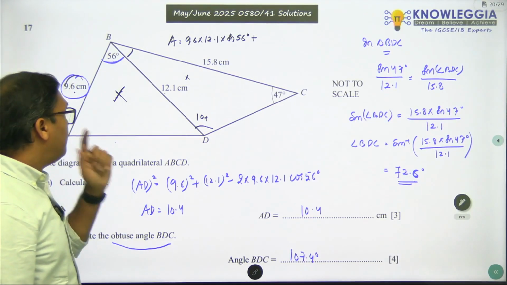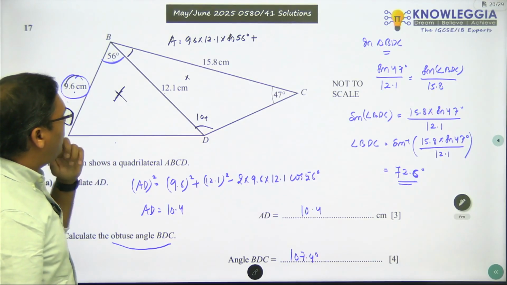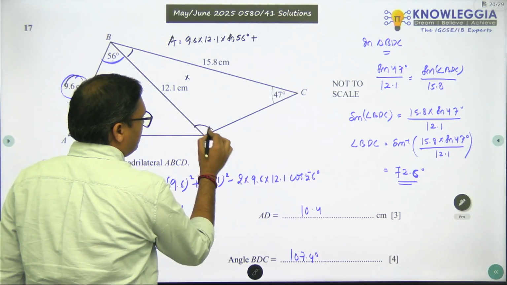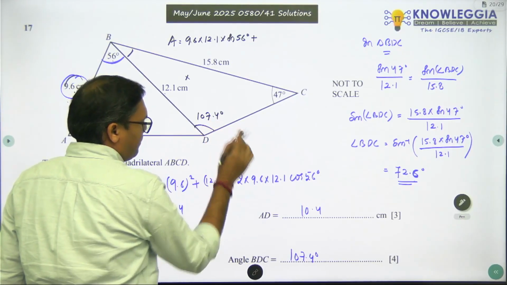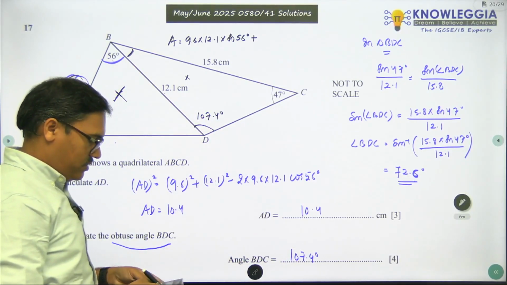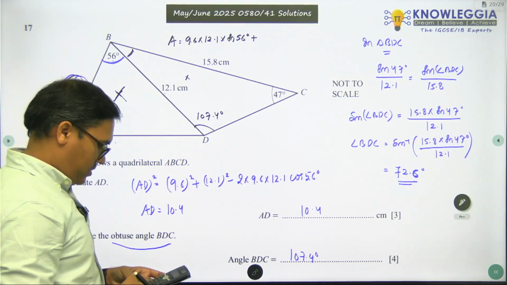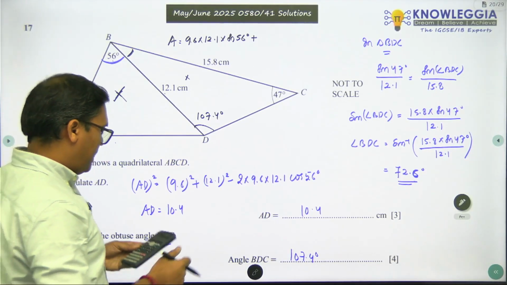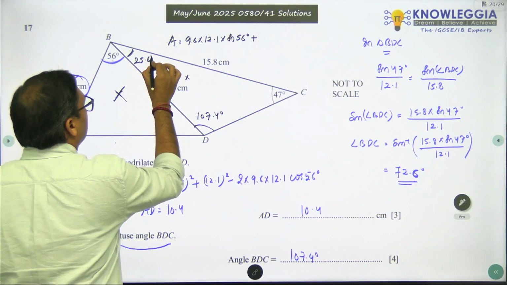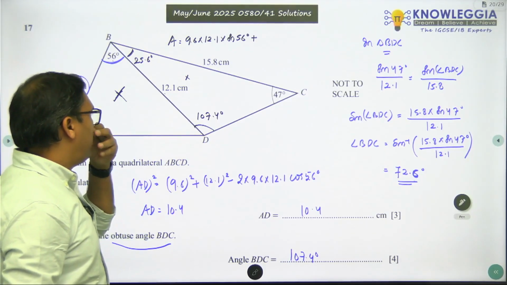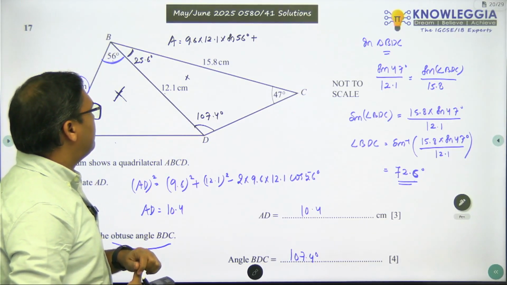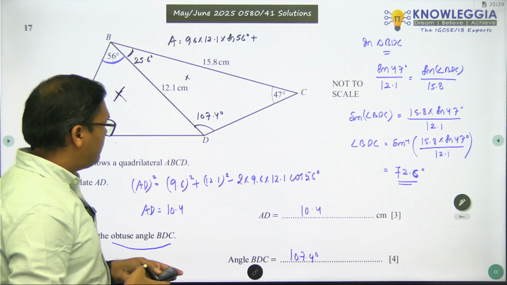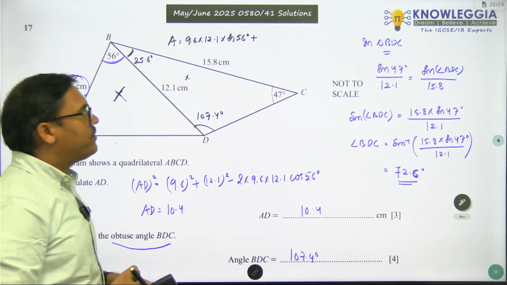Now in this triangle, you have to find what is required. We have this angle, 107.4 degrees, that we calculated. So I can easily calculate this. You can see this is 180 minus 107.4 and 47. So this is 25.6 degrees. Let me check the calculator: 180 minus 107.4 minus 47. This is the value.